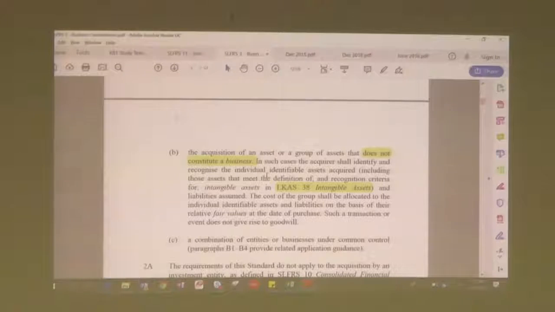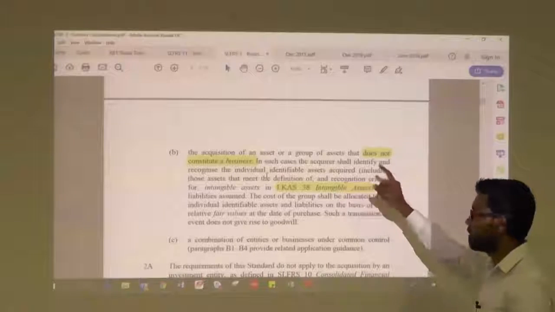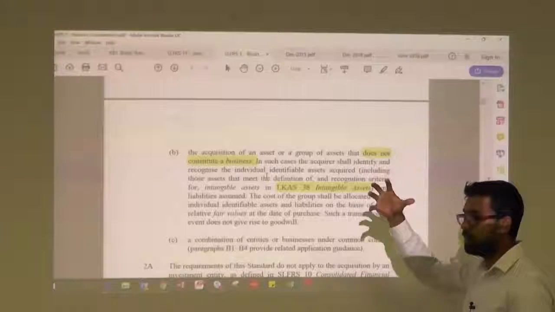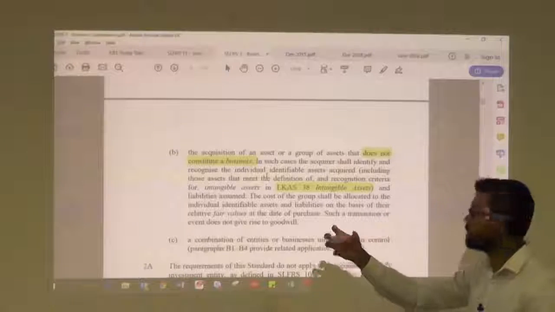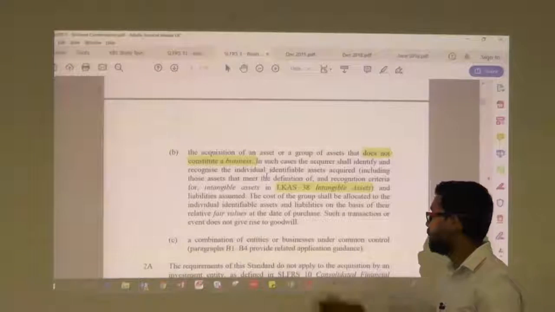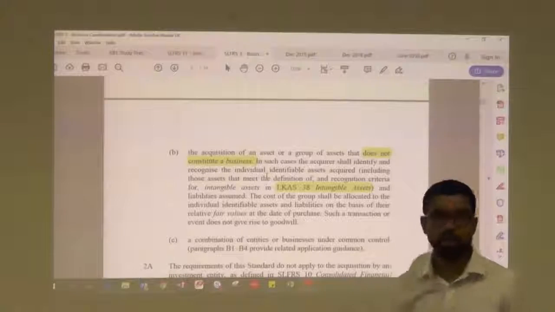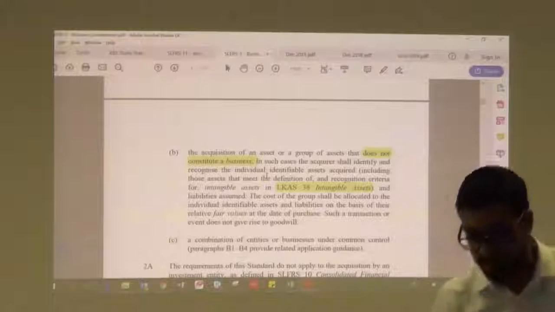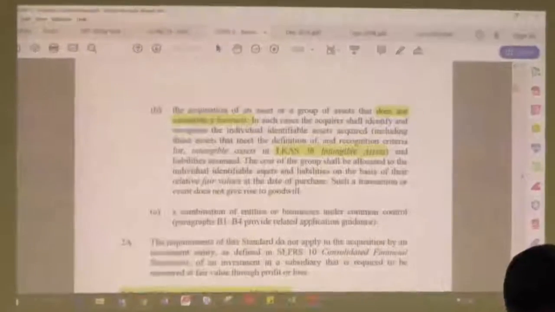no operations, but that company may have intangible assets, right? Intangible assets, let's say a brand name. If you acquired a company with a brand name but no operation, then the business combination standard you can't apply. See, business combination of entities under common control. Common control means joint ventures, right? Joint arrangement, right? Fine. So this is the scope of this standard.